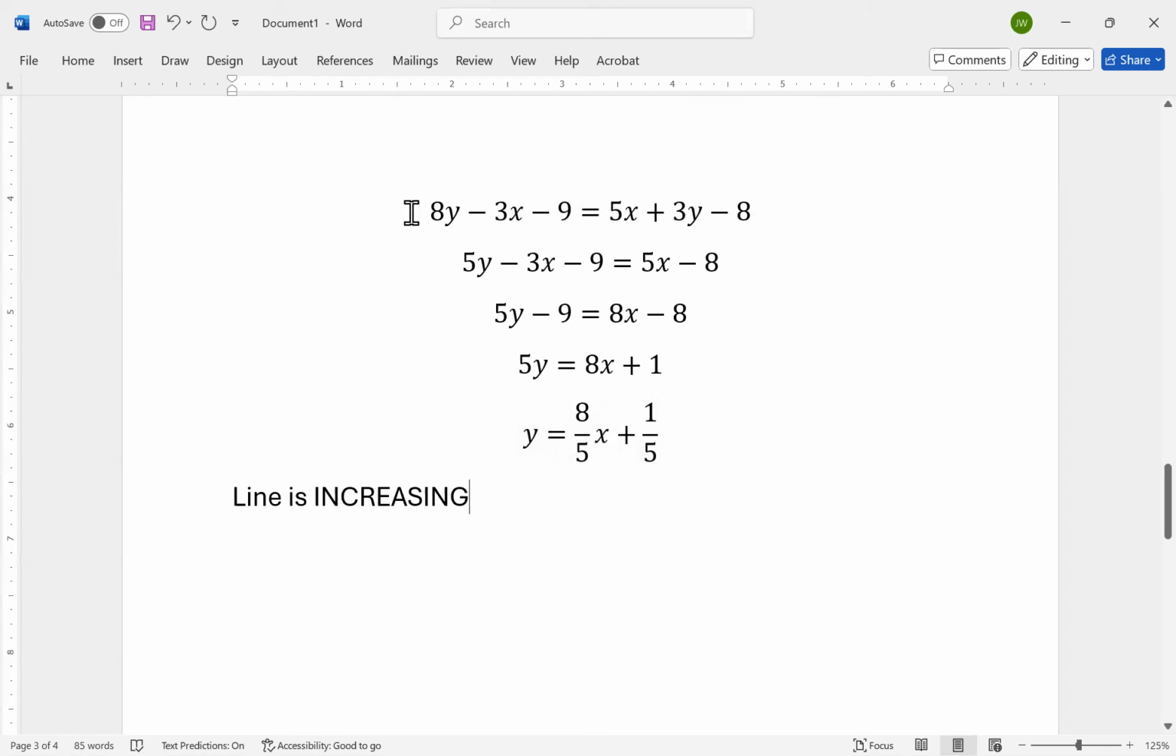Hopefully, you realize that algebraically, to get something into slope-intercept form, basically what we need to do is get the y on one side and isolate it. So isolate the y on one side and then simplify the other side, usually the right-hand side.